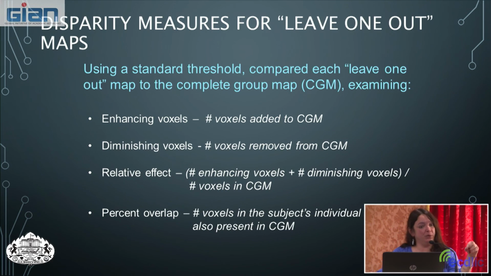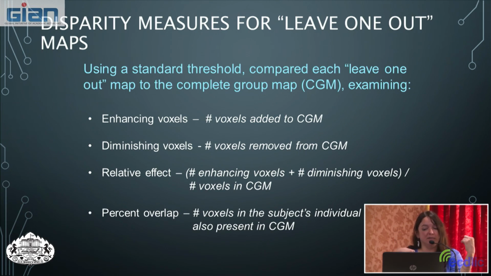So what we computed was the number of enhancing voxels. Based on this leave one out map, we could look at how many additional voxels were active when we put this subject back into the 11 subject group map. We could look at how many voxels were diminished by putting this subject in compared to leaving them out. And we could look at the relative effect.